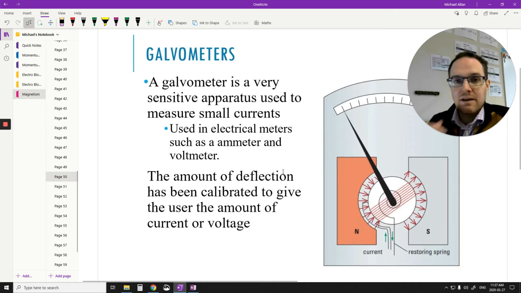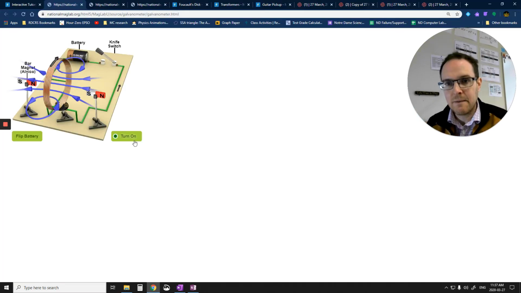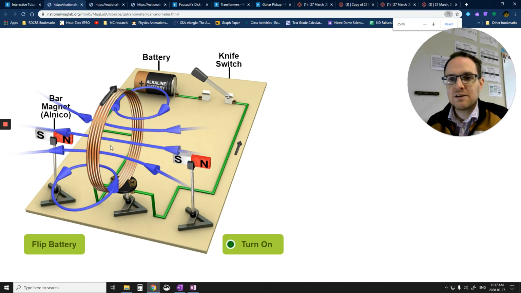Another example of the motor effect is what we call a galvanometer. It measures current that flows through. So this is a two-dimensional static picture, but I also have one here. This is a galvanometer as well. So we've got this ring here.